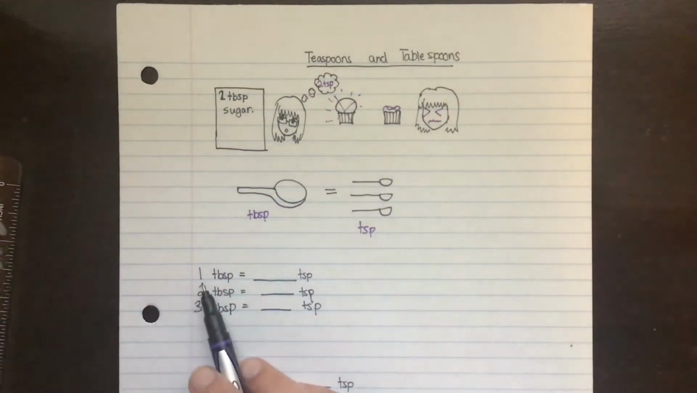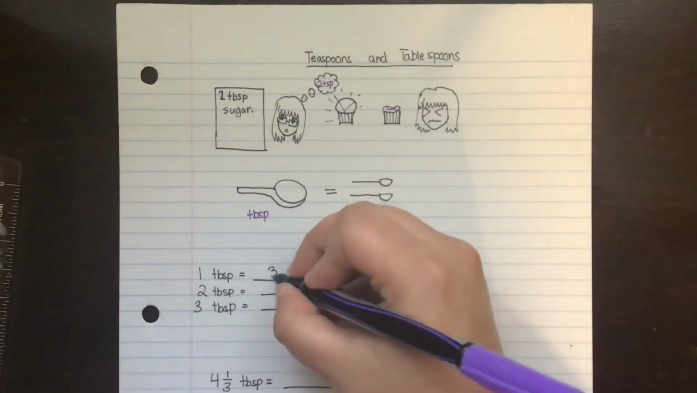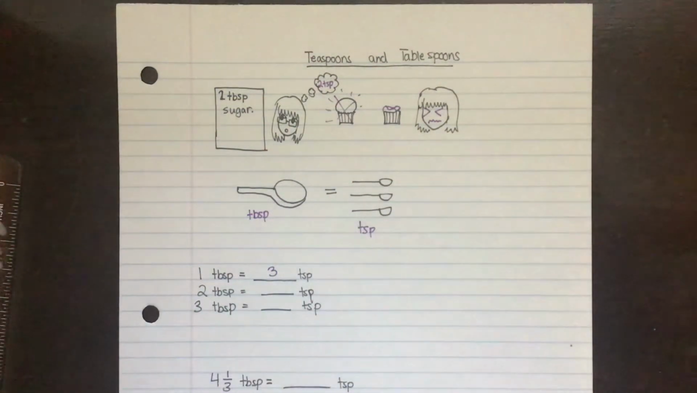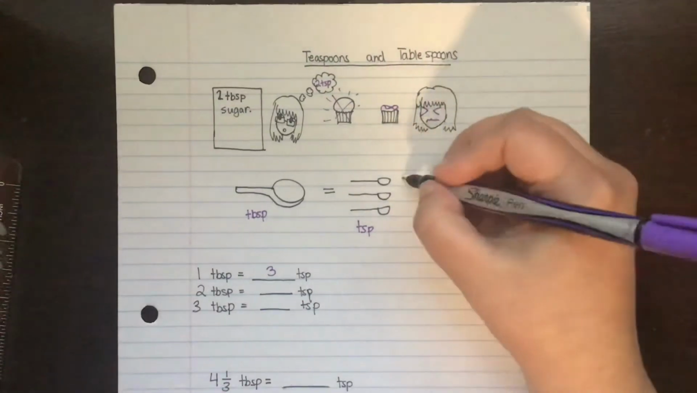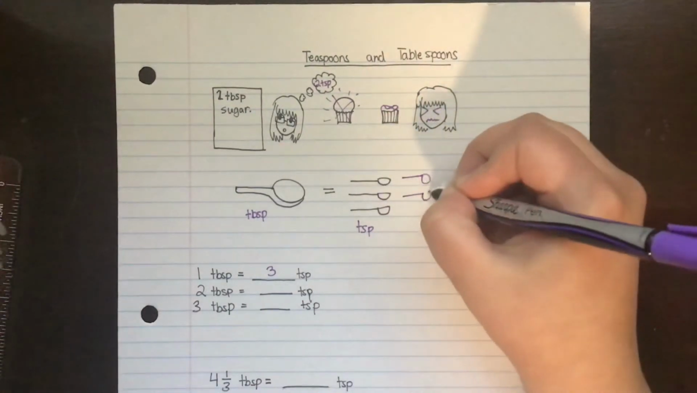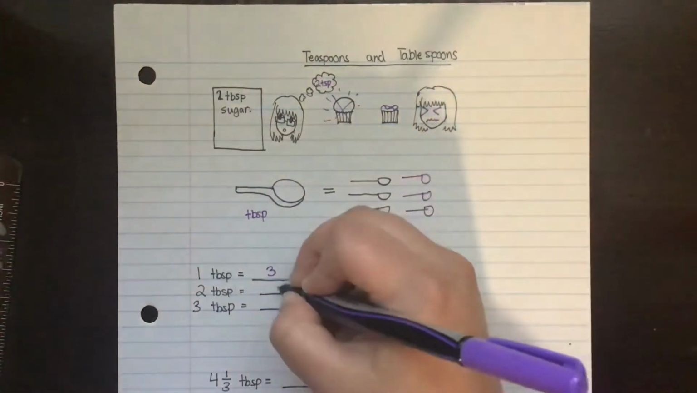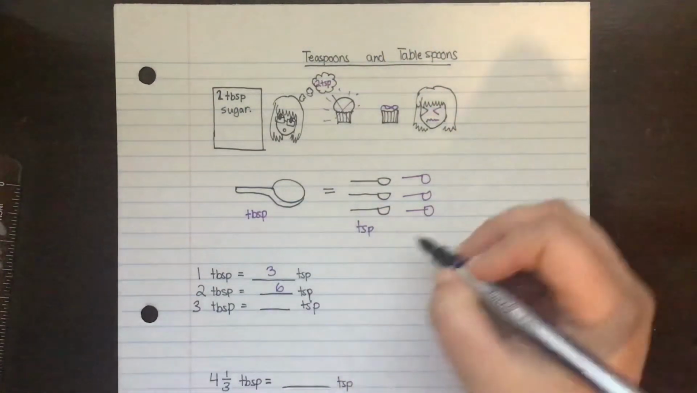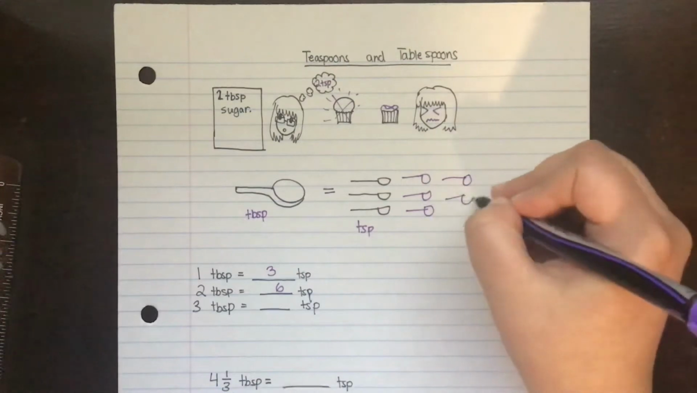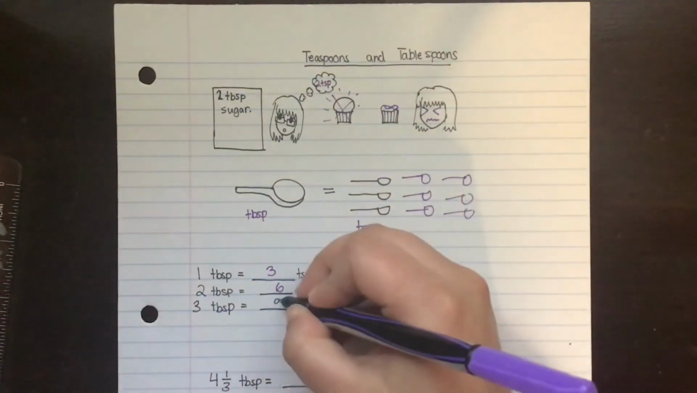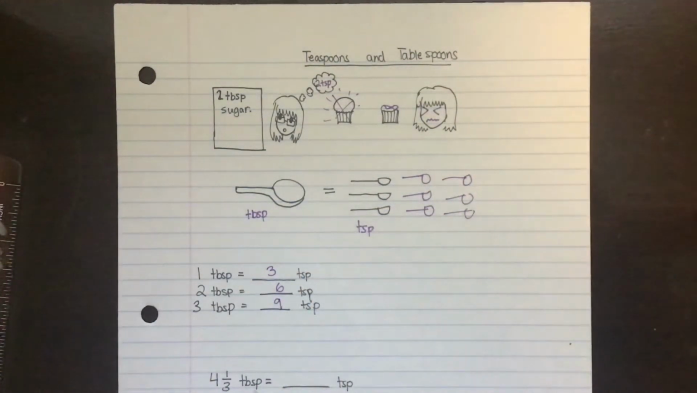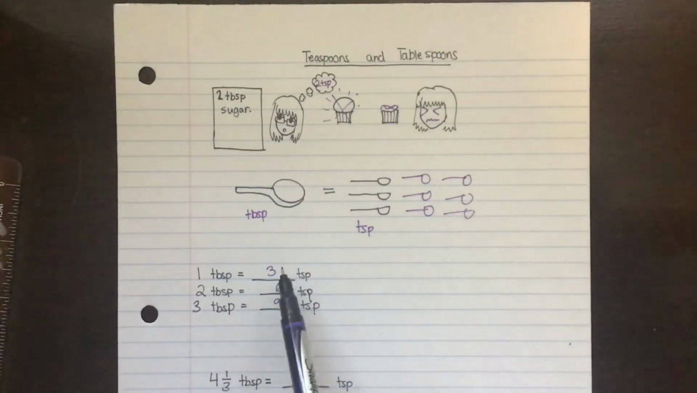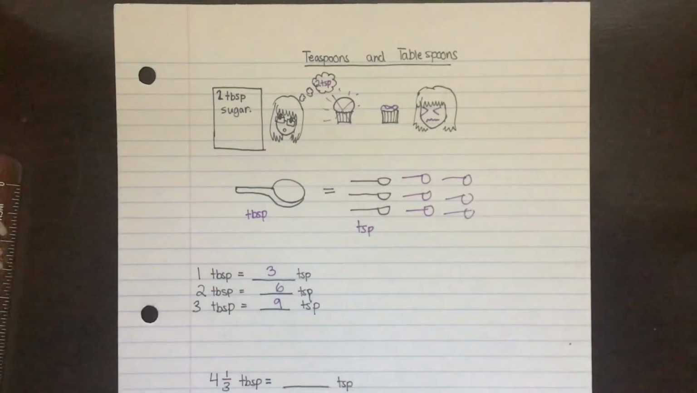So if we have 1 tablespoon, that means we have 3 teaspoons of sugar. If we have 2 tablespoons, that's another 3 teaspoons. That means we'd have 6 teaspoons. And if we had 3 tablespoons, that would be another 3. That'd be 9 teaspoons. If you know your times tables really good, you might notice that they are going up by the 3 times tables.